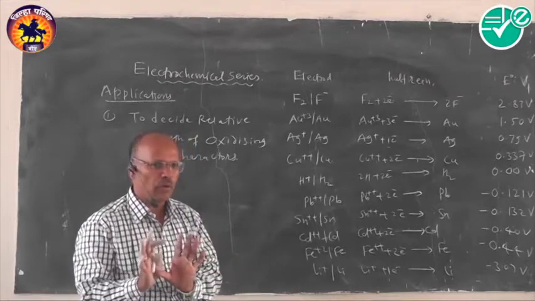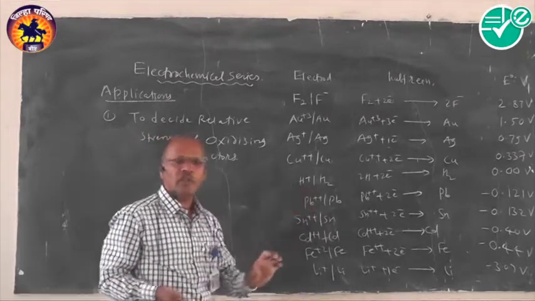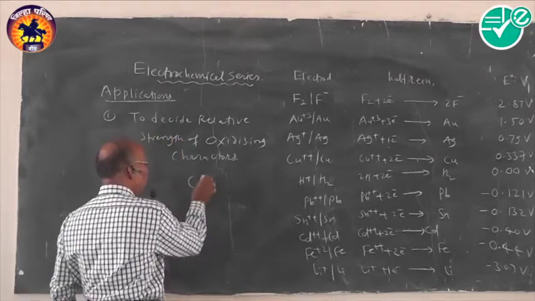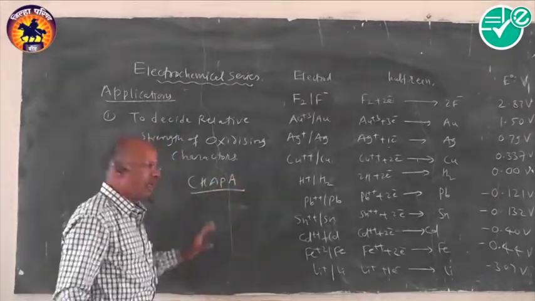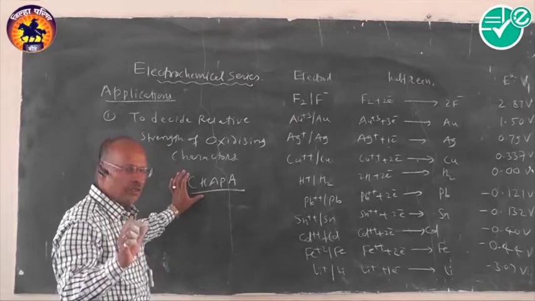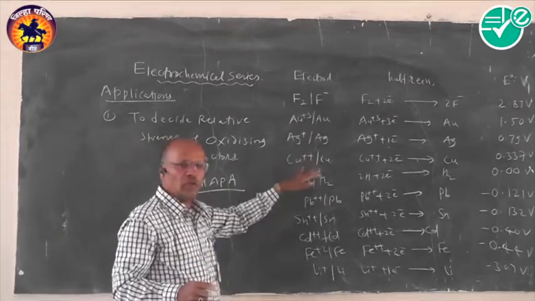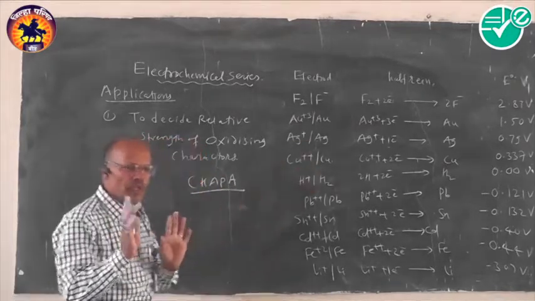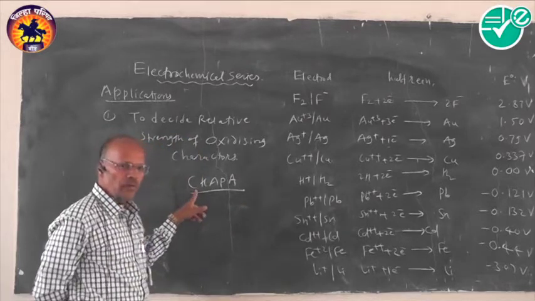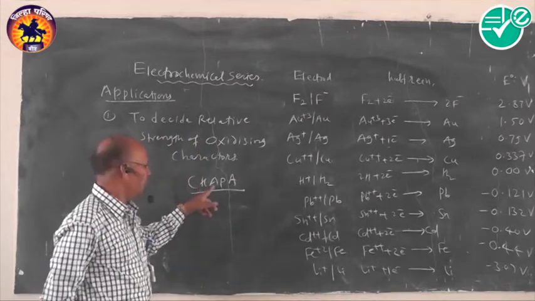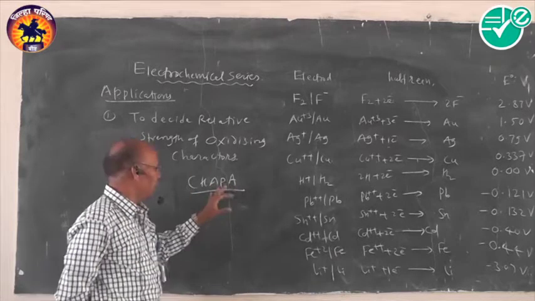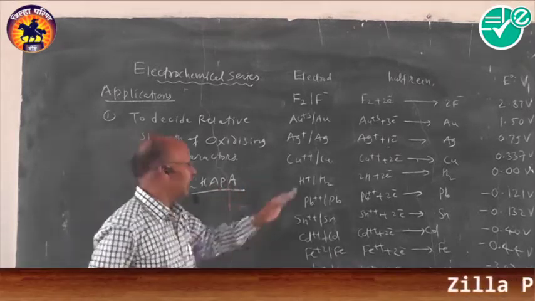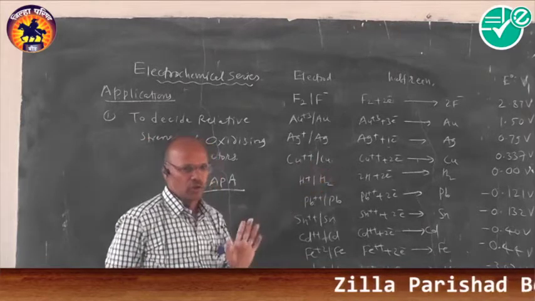Some clues I will give you here. To decide the elements in the upper part, try to remember the word "chapa". These special elements are generally present in the upper portion of the EMF series. Now, how is this chapa: C for copper, H for mercury, A for silver, P for platinum, A for gold. Especially these elements are above hydrogen in the upper portion of the EMF series.